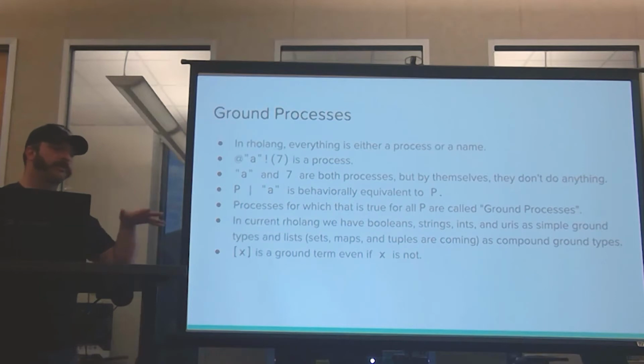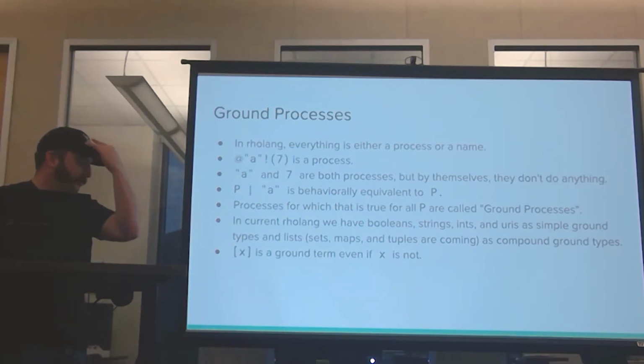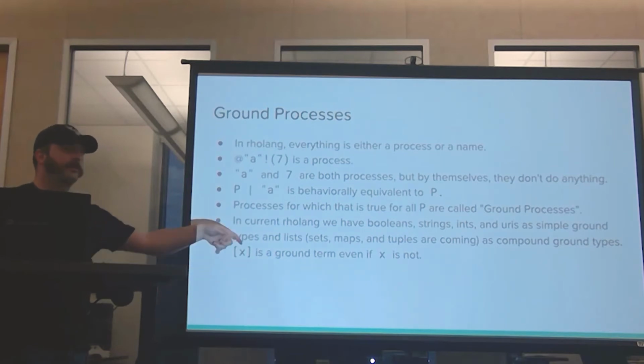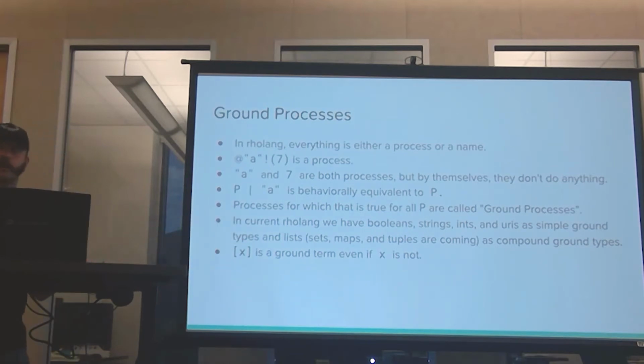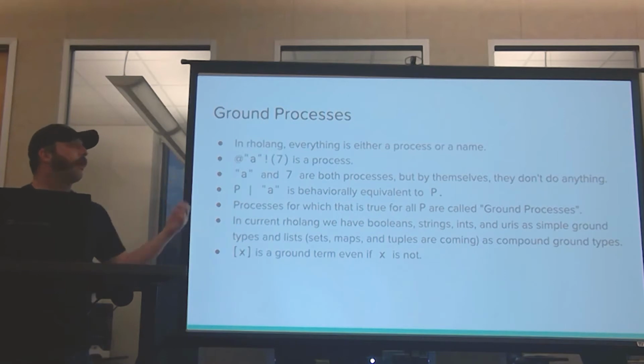We plan on adding byte arrays to handle cryptography. So you can produce some bit of code, turn it into a byte array, and then verify a signature on it. All of the crypto functions that we're planning on working on will work on byte arrays, and byte arrays will be ground terms. We also have lists, and we're working on sets, maps, and tuples; they're just not completely fleshed out. But for an arbitrary process X, the list containing X is a ground term, even if X is not. It's not an atomic ground process.